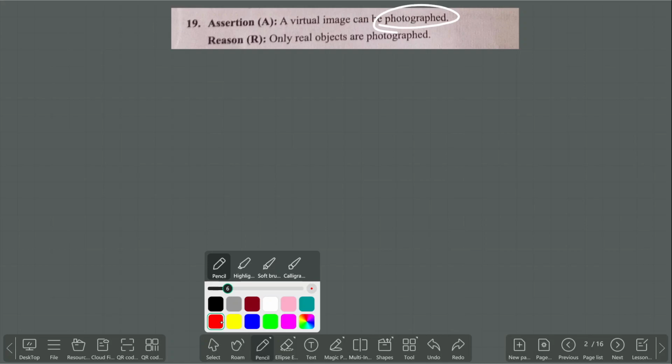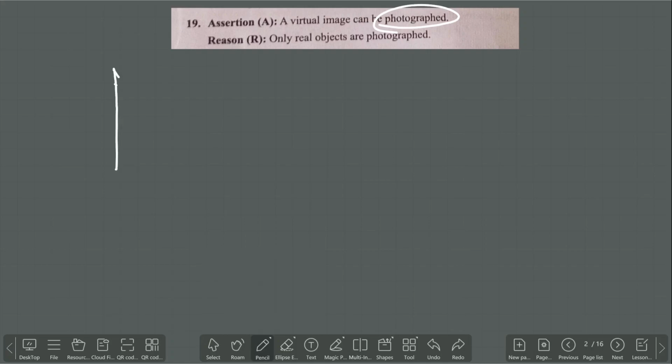Clear? Just assume you are standing in front of a plane mirror and your image will be formed over here. So this is going to be the object AB, and this will be our image A'B'. What mirror is it? Plane mirror. So the image which is formed by the plane mirror is going to be virtual.